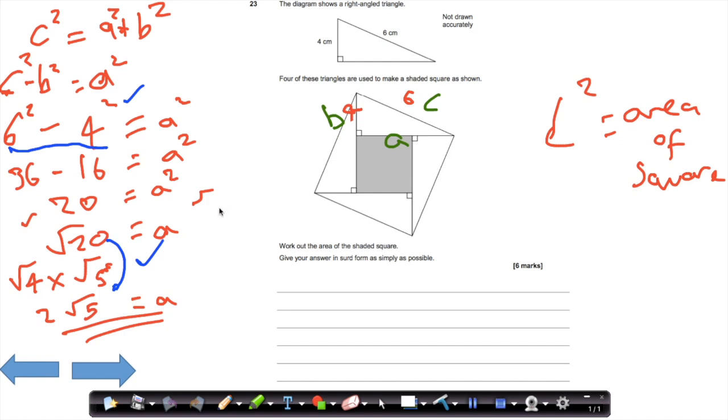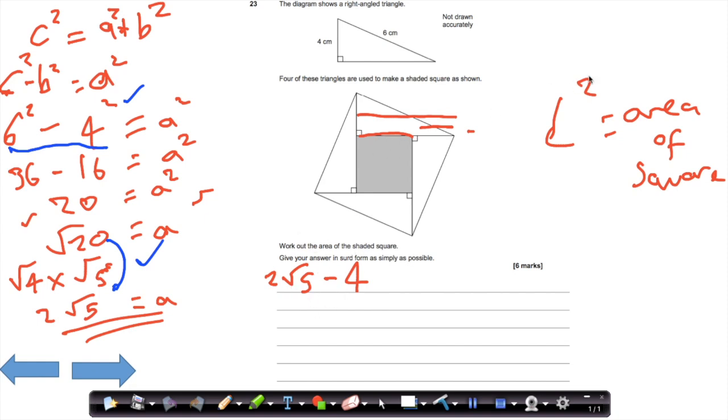To work out the next bit, we're going to have to remember what we said earlier about how we work out the length of this part of the square. So this part here. Remember, it was the whole thing and then take away that length there. So the whole length there we just worked out is 2 root 5. Take away that length there, which we said was 4. Okay, that so far isn't actually enough to get you another mark.